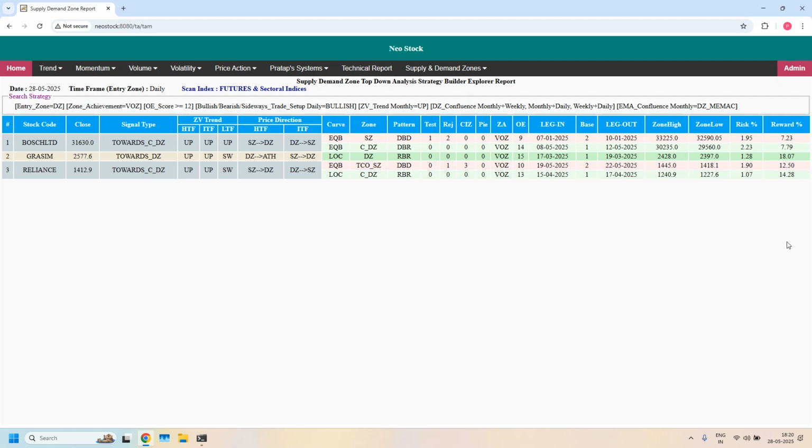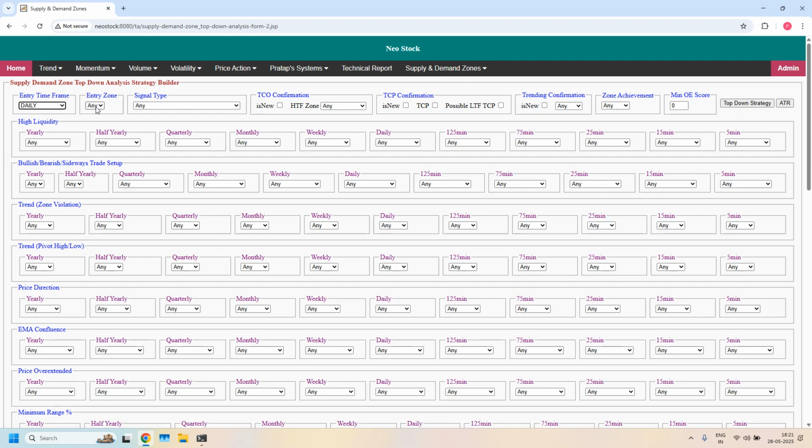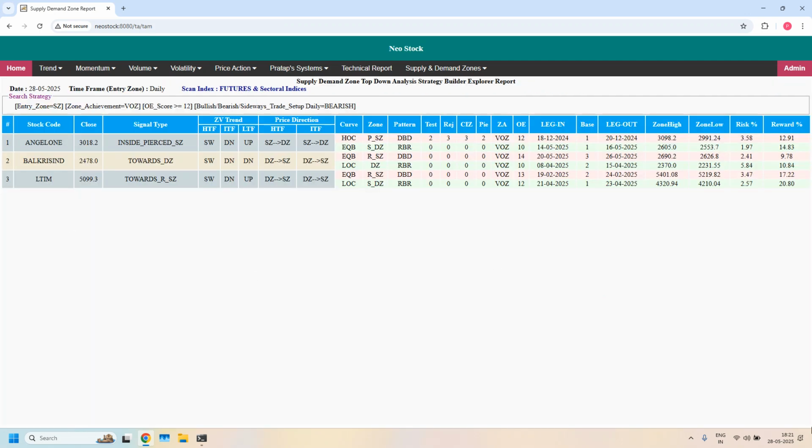The same kind of rules we have to follow for the remaining report generations. So let me quickly generate the bearish trade setup for monthly income trade. Entry time frame daily, entry zone supply zone, bullish or bearish at daily. I'm selecting bearish, zone achievement VOZ, minimum order enhances score 12. We got three stocks supporting the bearish trade setup for monthly income trade.